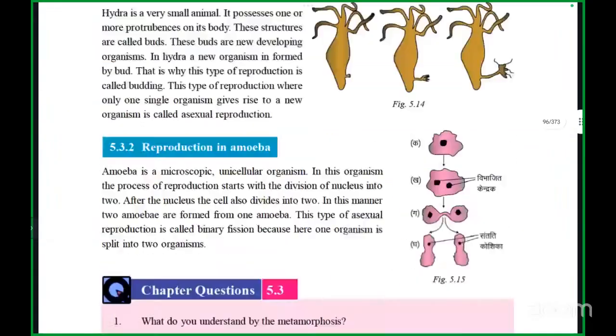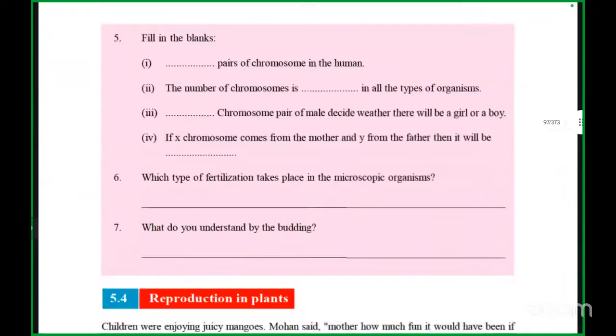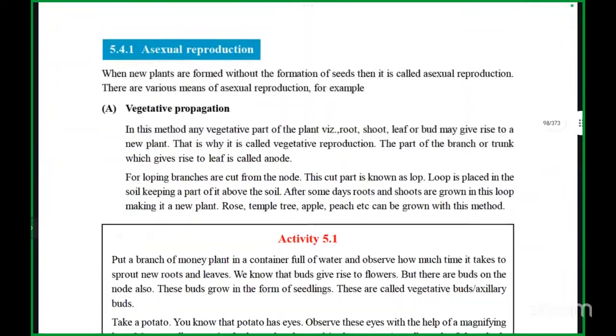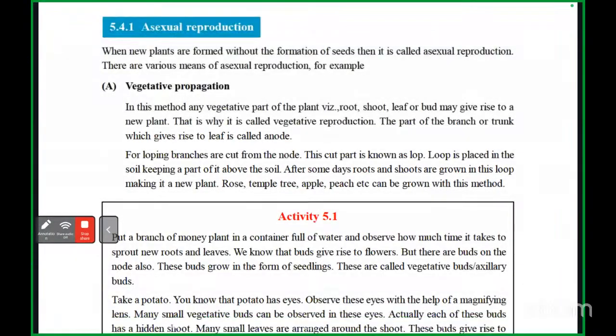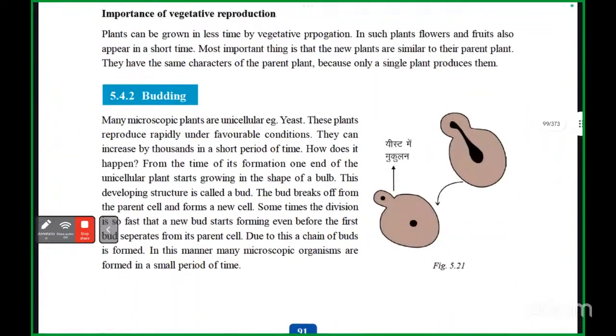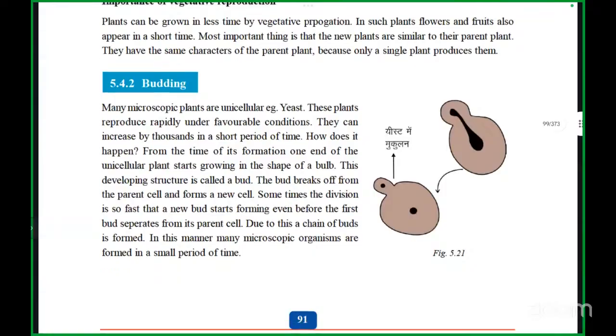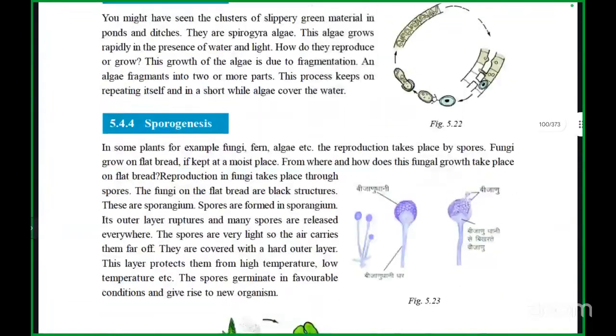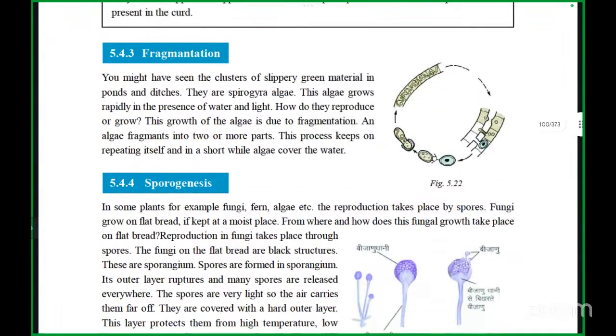Okay. Anyways, yesterday we discussed vegetative propagation and budding. Those were the two methods we discussed in yesterday's class. Now today we will talk about fragmentation and sporogenesis.